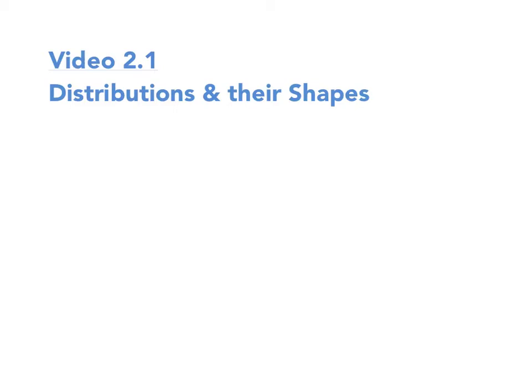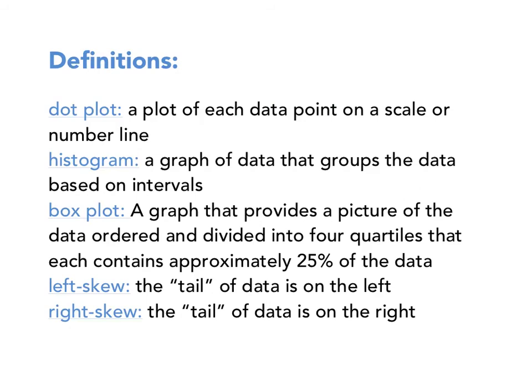We are on our second unit now, called Descriptive Statistics, and our first lesson in Unit 2 is about distributions and their shapes. So as always, we're starting with some vocabulary. You need to get down these 5 terms. 3 of them are about different visual displays of data, and then the bottom 2 terms are about how we can describe that data.